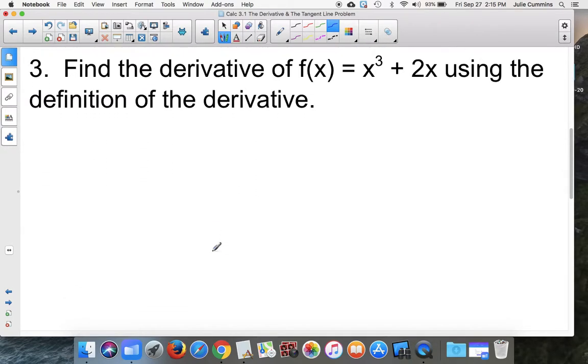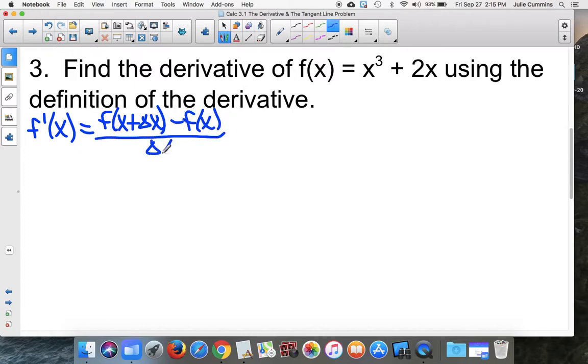We want to find the derivative of this function using the definition of the derivative. So derivative definition is f prime of x equals f of x plus delta x minus f of x all over delta x. This is the same formula that we were working with earlier, just instead of c, we're doing it for any x. So now, we'll get into this. This first part, this f of x plus delta x, that means we're plugging in x plus delta x into this function, into both spots.